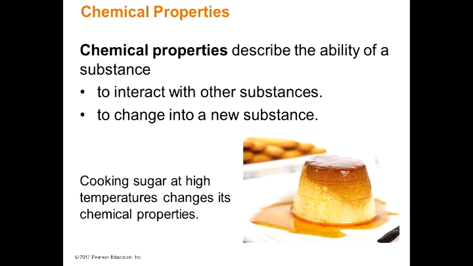Chemical, on the other hand, describes the ability of the substance to interact with other substances, to change into a new substance. Cooking sugar at high temperatures changes the chemical properties. Leaves browning in the fall, turning green in the summer. This is all chemistry. Okay?